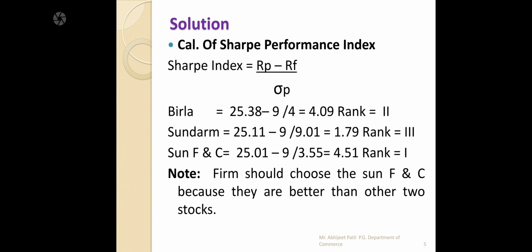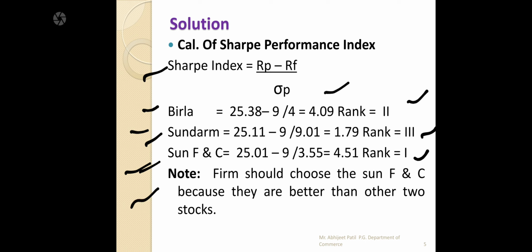With the help of the Sharpe and Treynor formulas, you should find out the performance. Let's solve it. The Sharpe performance index is equal to portfolio return minus risk-free rate of return divided by standard deviation. So for Birla it is 25.38 minus 9 divided by 4, and the same way for Sundaram and Sun FC. See the rank now: Birla is 4.09, Sun FC is 4.51 and Sundaram is 1.79. As per Sharpe, the highest performance gets rank 1, Sun FC, then Birla second and Sundaram third.